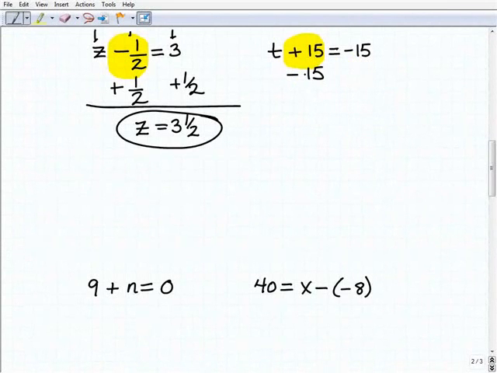So if I subtract 15 from the left-hand side of the equation, I also have to do it on the right-hand side of the equation. Now I'm going to add down. I get t plus nothing is t. 15 plus a negative 15 is 0.